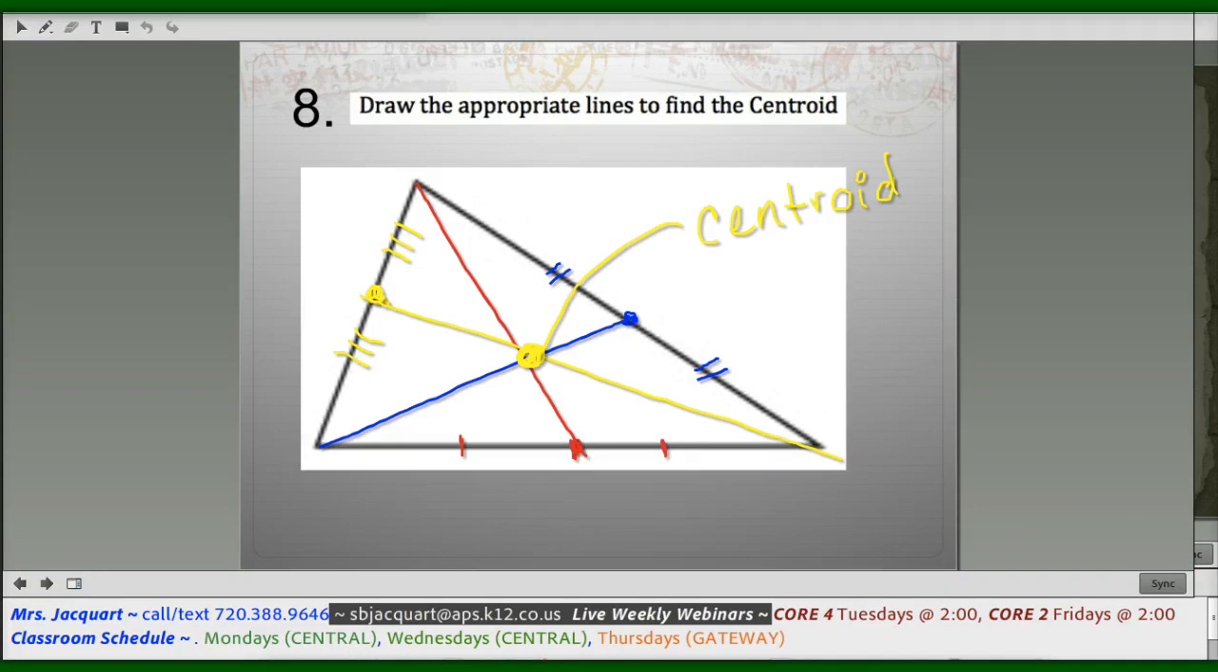Now the super cool thing about the centroid is if this red part is x, then this upper part is 2x. The relationships are in threes.